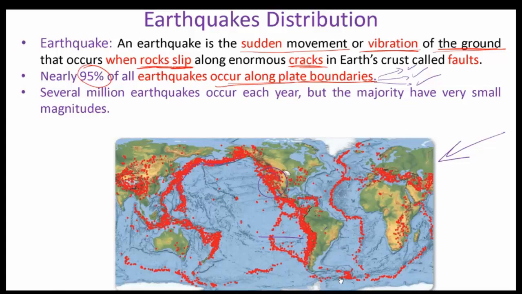So if we can trace the earthquakes during the year, we can draw a map for the boundaries of a certain plate. Like this is the African plate. How do you know that this is African plate? I just followed the locations of the earthquakes around Africa.